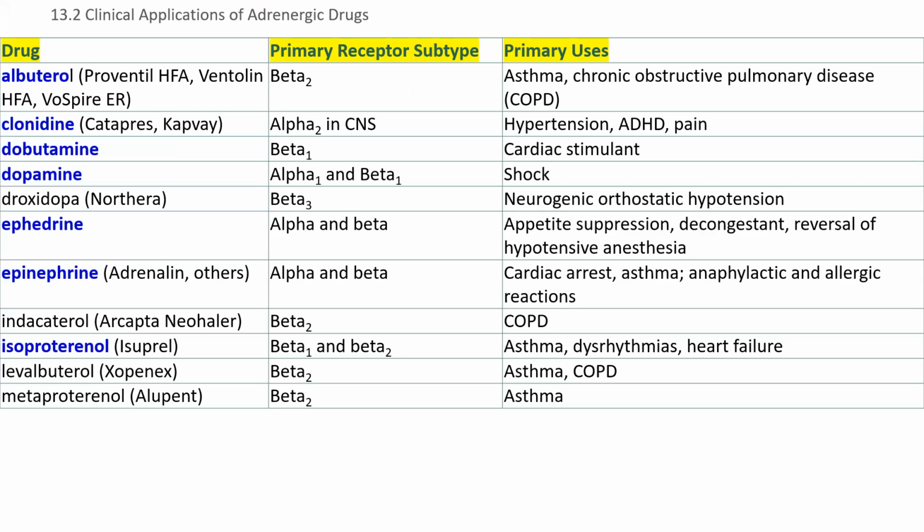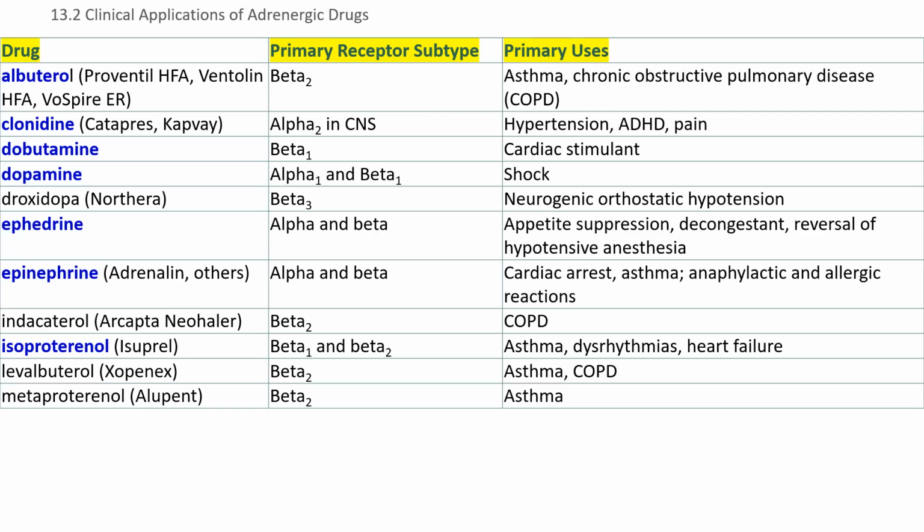Albuterol, for example, is a beta 2 agonist, and it's very effective for asthma and COPD. Clonidine is an alpha 2 agonist, but it's a centrally acting alpha 2 receptor agonist, because that's alpha 2 in the CNS. So clonidine is very effective in hypertension, ADHD, and pain management.